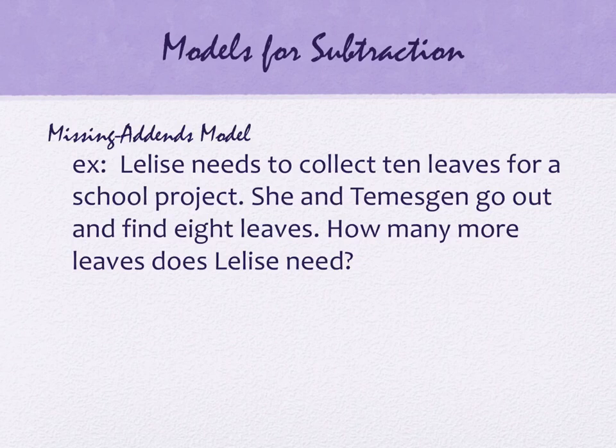They didn't have 10 and then 2 got taken away, like in the situation with Abby and Eli. They need something, they just don't quite have all of what they need. There's something that's missing. How many more do they need?